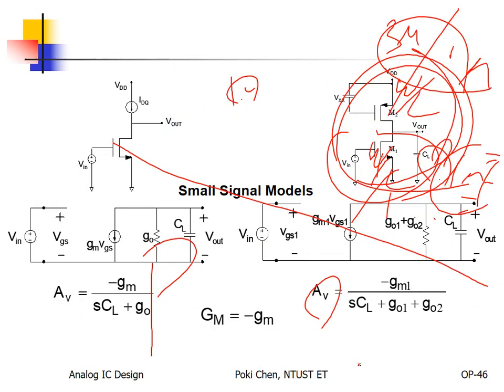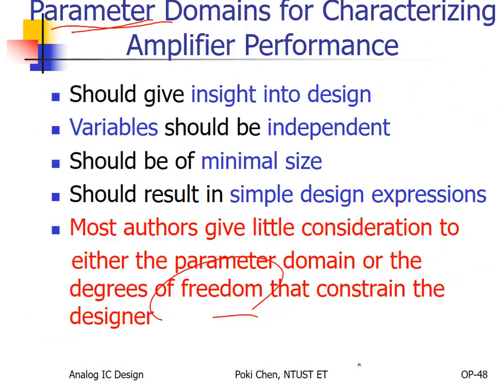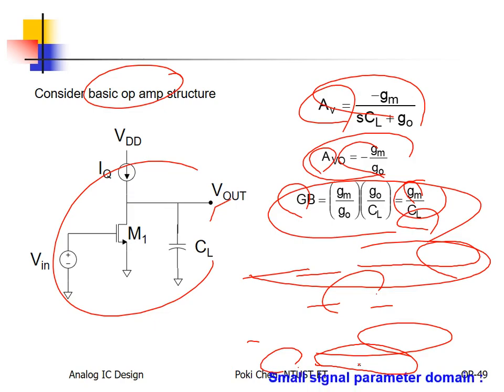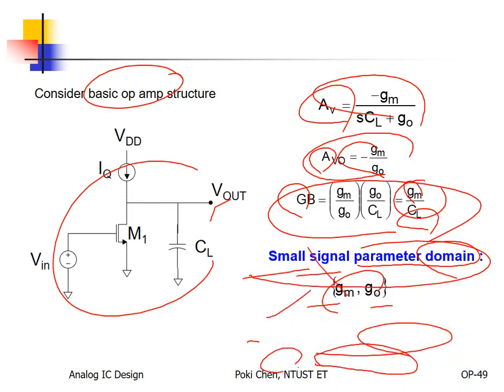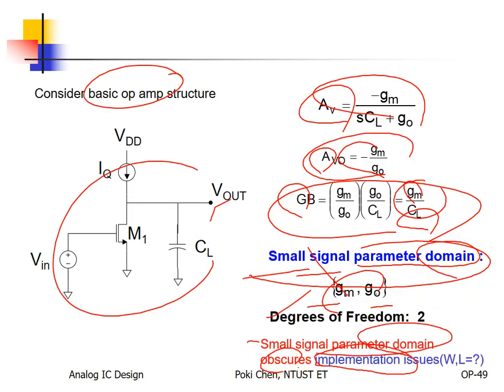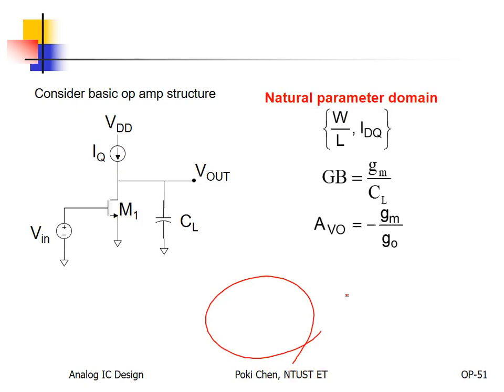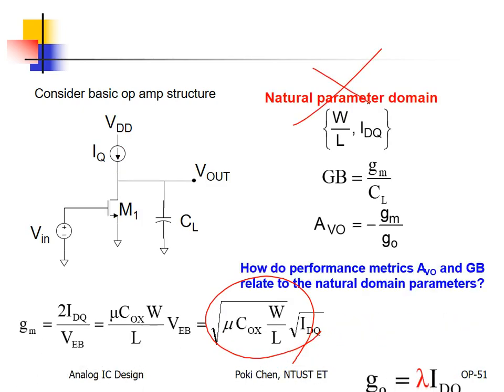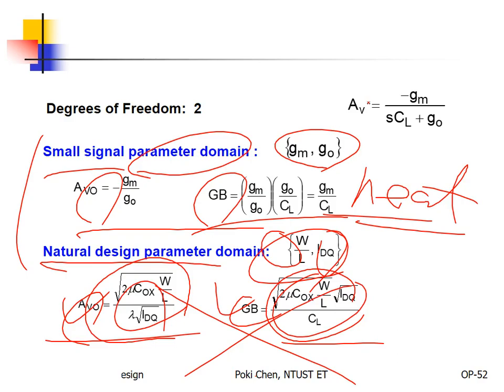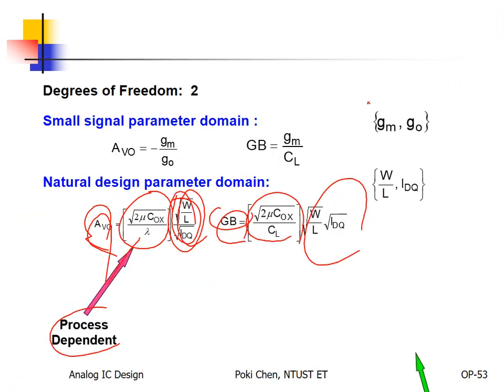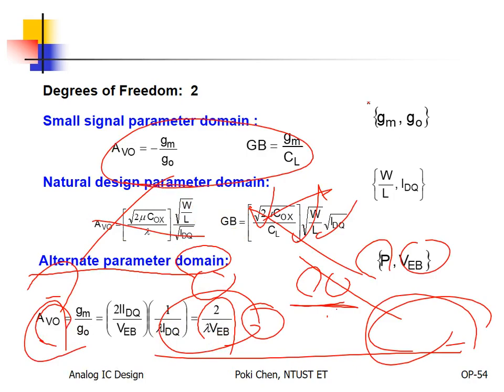The alternative: not the small signal parameter domain, not the natural parameter domain. Hopefully you will choose in the future the third one, the alternate parameter domain, with power and VEB.